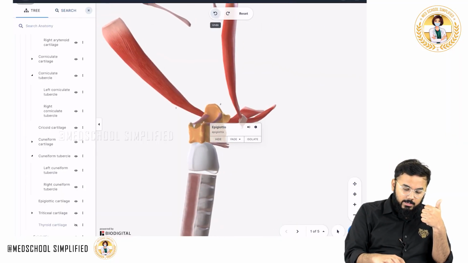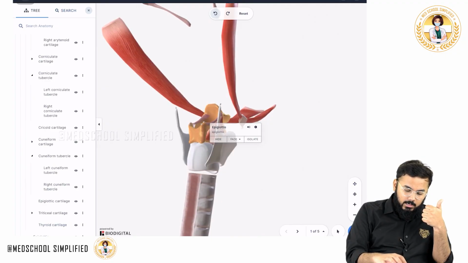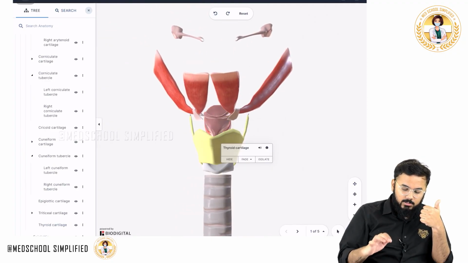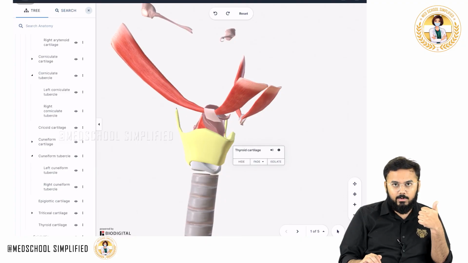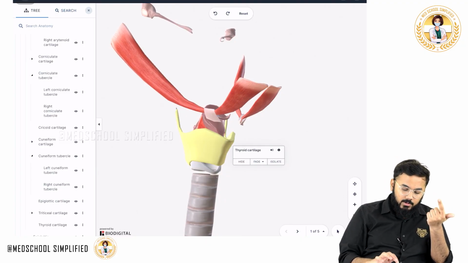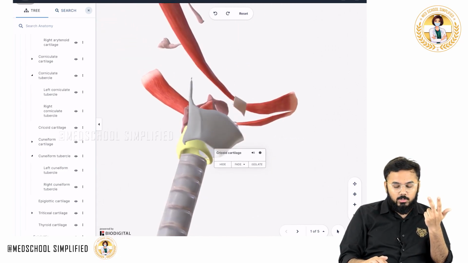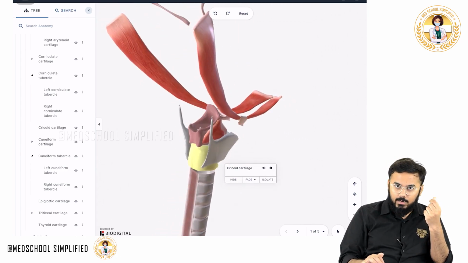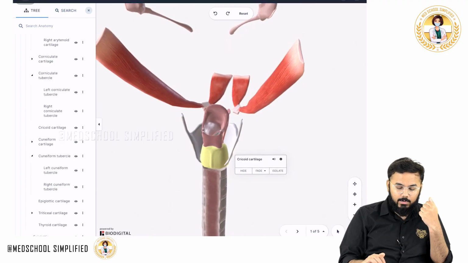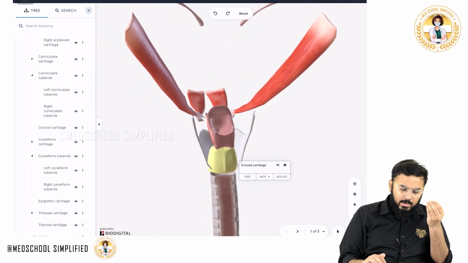Next, after the epiglottis, the next cartilage which we discussed was this one. What is this? This is your thyroid cartilage. Thyroid cartilage is also one. After that, down here, cricoid cartilage. Cricoid cartilage is also one. So these three, can I call them unpaired cartilages, right? These three are unpaired cartilages. Then where are the paired cartilages?